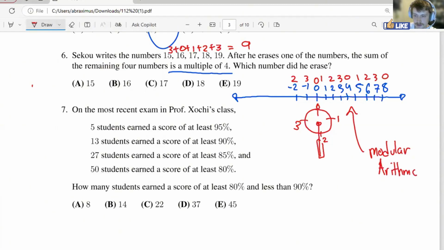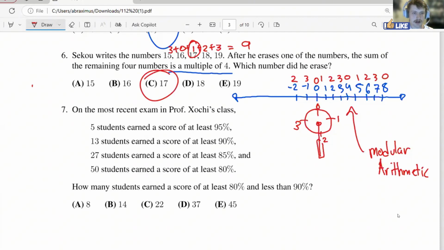But doing this is usually really helpful. We don't care that much about the specific information, how big 15, 16, 17, 18, and 19 are. We only care about what the remainders are after we divide by 4. So we get 9. We have to erase one of these numbers and turn it into a multiple of 4. Our only option is to erase 1, which corresponds to 17.